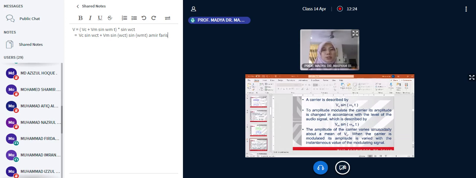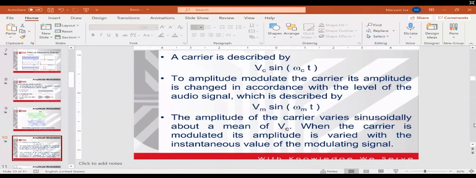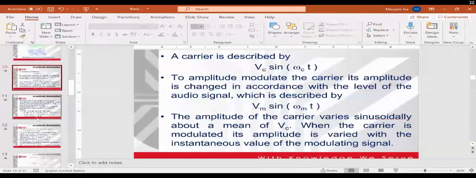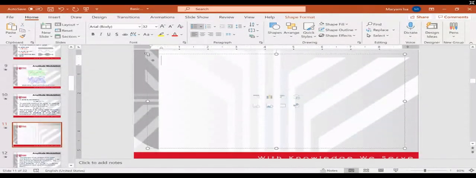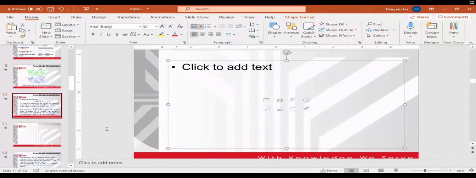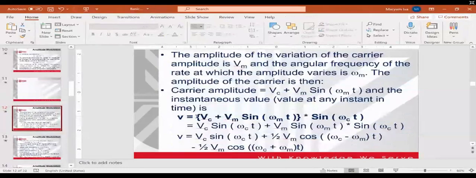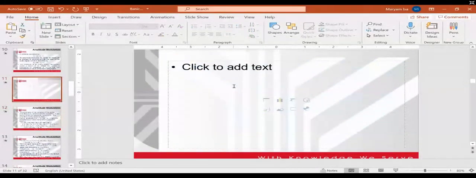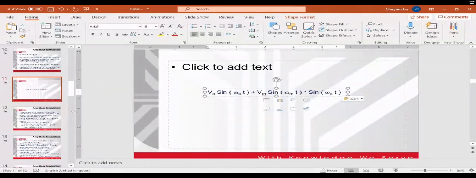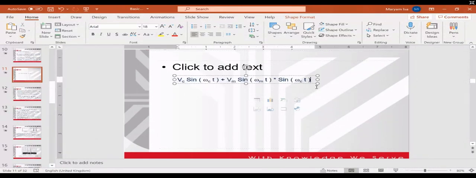Okay, so now you see the equation is sine omega c t sine omega m t. I asked you to find the theorem earlier. So sine times sine, what do you get? Sine square? Where do you get a square? Can you write in the chat?